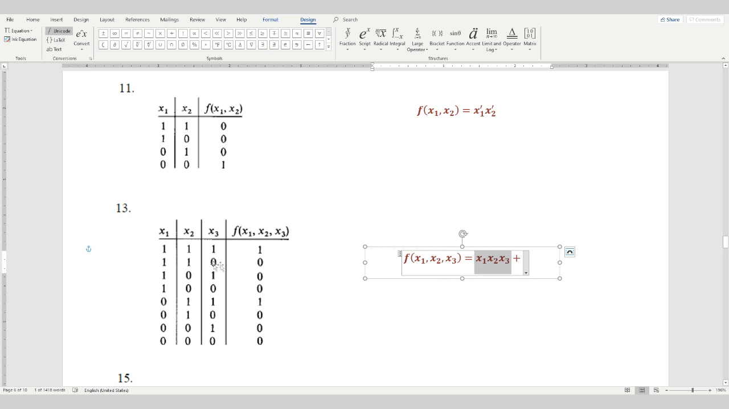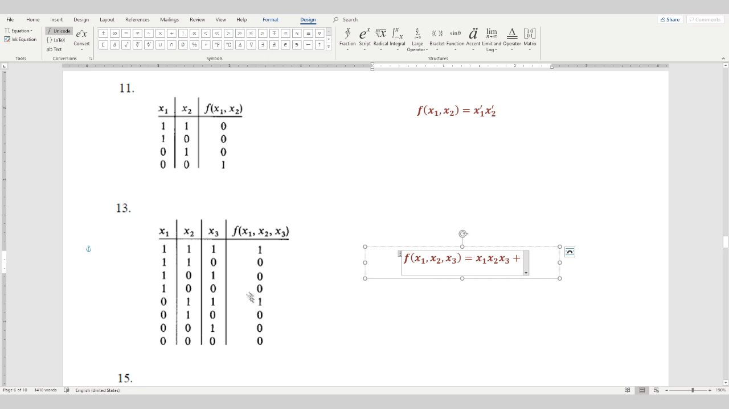But if we throw a 0 in there, if any of these is 0, this is now going to be false. So notice everywhere else in the entire table has a 0 in some entry. So the only time this is ever going to be true is if all 3 of those inputs are 1, which only happens in the first row.